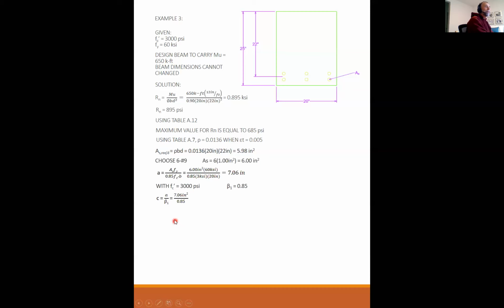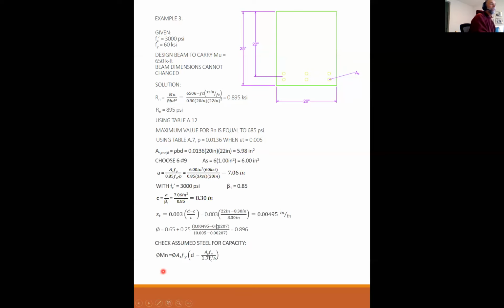So c is a over beta 1, 7.06 over 0.85, 8.30. Epsilon t, 22 minus 8.3, 0.00495. So again, we are right up against that limit of 0.005. Phi is 0.896.